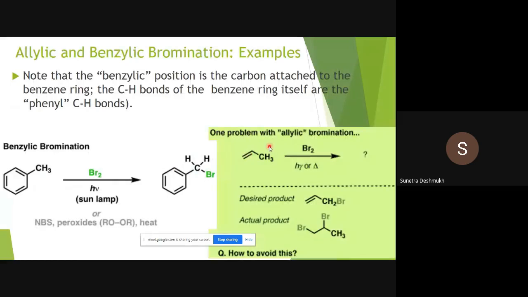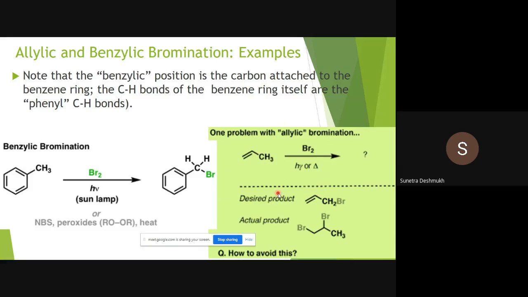Now allylic bromination. Allyl group, you know, is a carbon-carbon double bond attached to the methyl group, and we want to brominate this allylic methyl group. That means we want to detach one hydrogen from here and add bromine over here, photocatalytically or by passing heat to this compound. Our desired product is the allylic bromide, where the allyl position is in conjugation with this bromine atom. So bromine we want to attach to this methyl group.